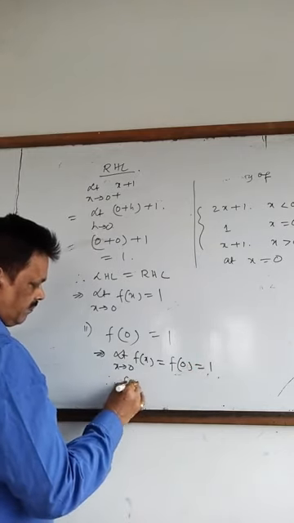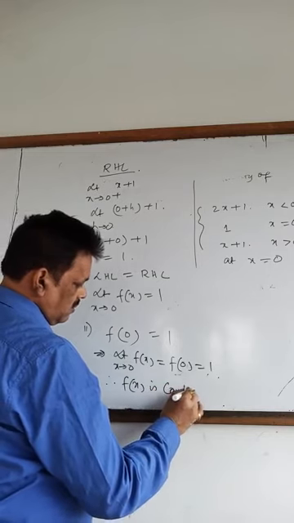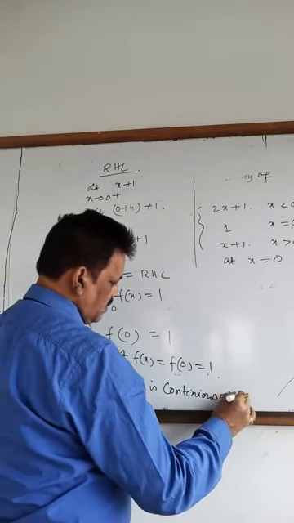Therefore, f(x) is continuous at x equals 0. Okay.